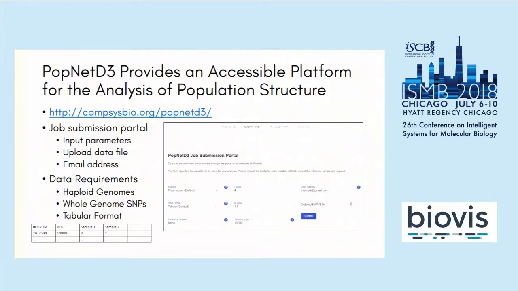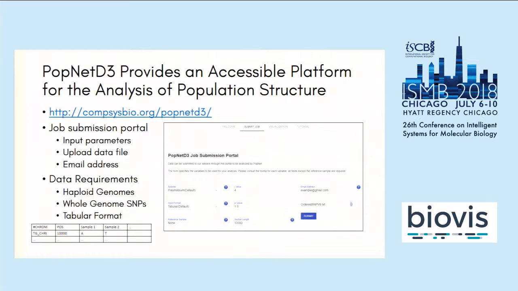So after publishing PopNet, we thought about how to make it more accessible and user-friendly, and arrived at the second iteration called PopNetD3, which transforms PopNet into a web-based platform. So to use it, just go to our website, comsysbio.org/PopNetD3, and go to the job submission portal, where you fill in a simple form with 8 fields and 3 parameters, upload a file, and hit the submit button to run PopNet on our server.